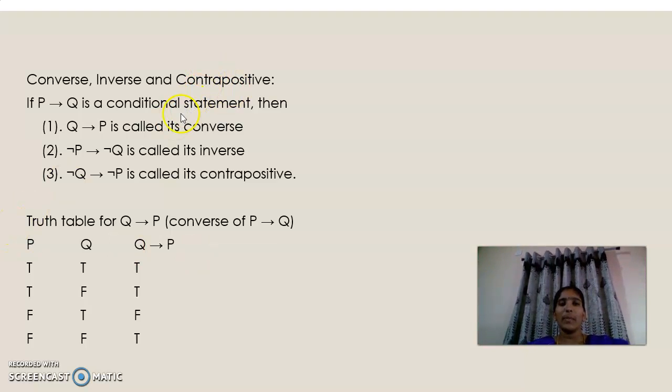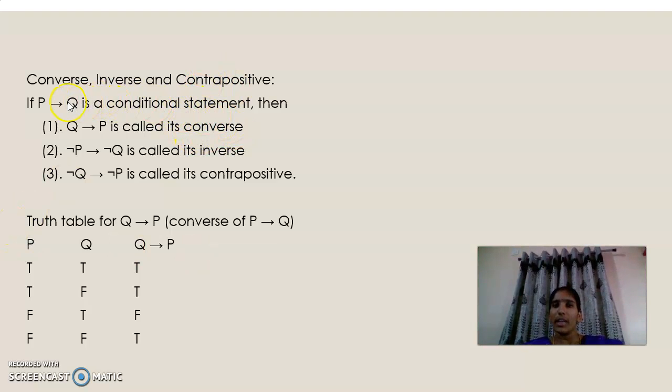Then Q conditional P is called its converse of the given statement, negation P conditional negation Q is called its inverse, and negation Q conditional negation P is called its contrapositive. The truth table for Q conditional P, that is the converse of P conditional Q: with two variables P, Q we get four possibilities: true true, true false, false true, false false.